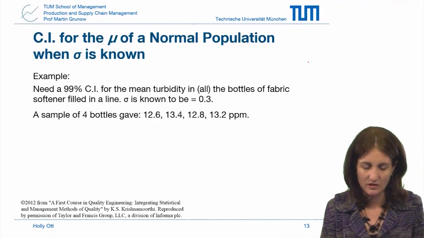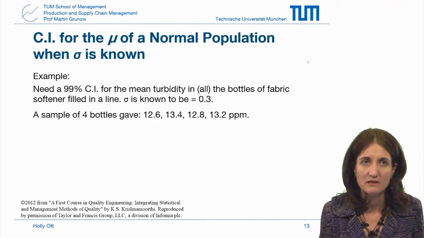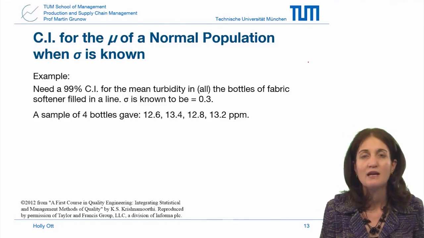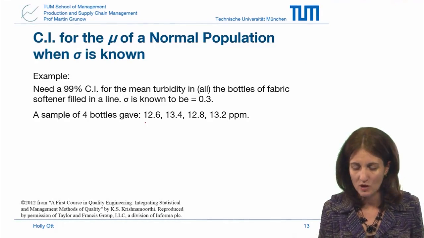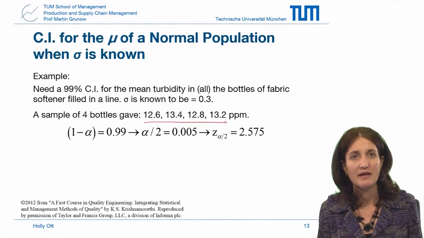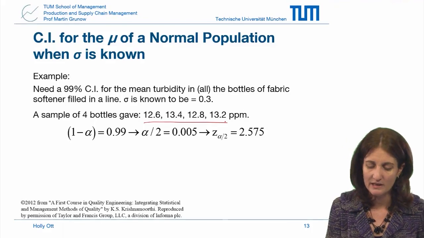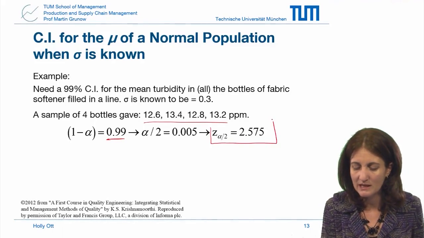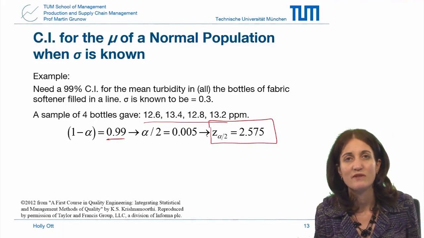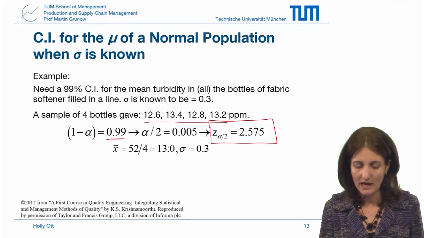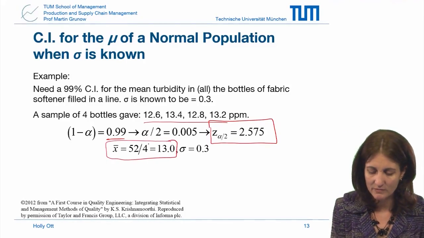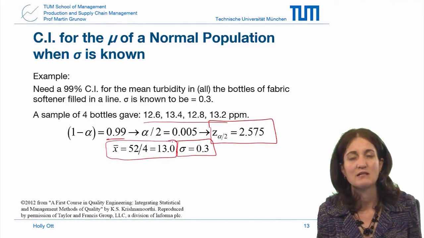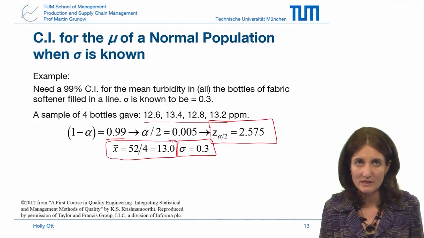So, going back to our example. We need a 99% confidence interval for the mean turbidity of all the bottles of fabric softener filled in the line. Sigma is known to be 0.3. We had a sample of 4 bottles, and we've already calculated that for 1 minus alpha equals 0.99, z alpha over 2 is going to be 2.575. Now, our x bar, if you add those numbers up and divide by 4, you will get 13, and we have a standard deviation of 0.3 that was given.